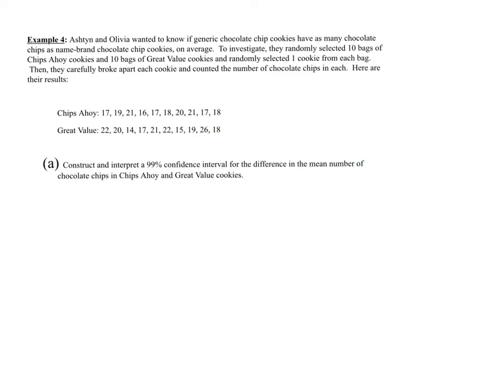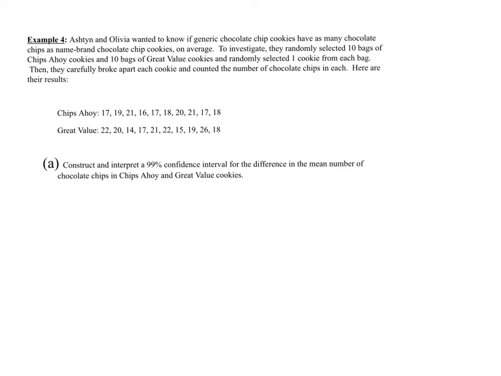For the next example, we have two girls who want to see if generic chocolate chips have the same amount as name brand chocolate chips. So they are going to select two random samples of the different types of cookies, and they check the number of chocolate chips. We're going to start by doing a 99% confidence interval. I'm actually going to show you how to do it by hand, but you are welcome to try it on your calculator in addition to it. If you're not sure how to do it on the calculator, I'll show you next time we have class.